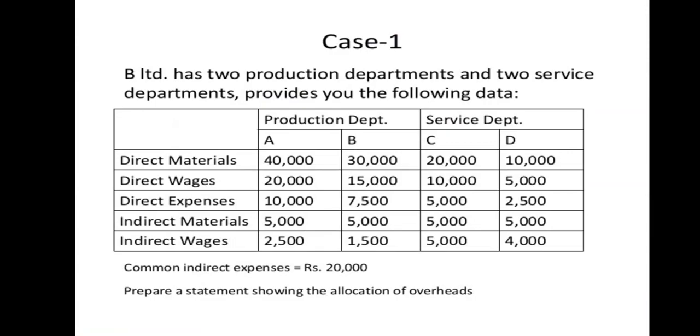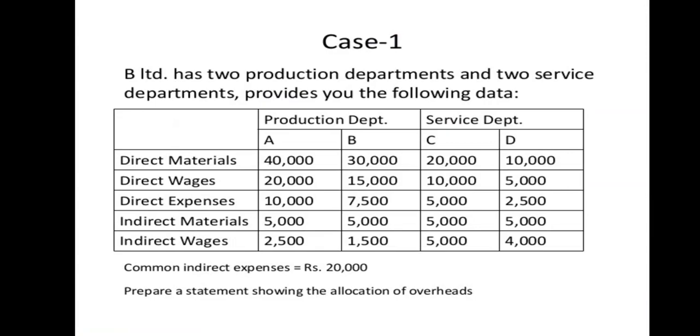Similarly, direct wages for production departments A and B are 20,000 and 15,000. Direct wages for service departments C and D are 10,000 and 5,000. Direct expenses for production department A are 10,000, production department B 7,500, service department C 5,000, and service department D 2,500.